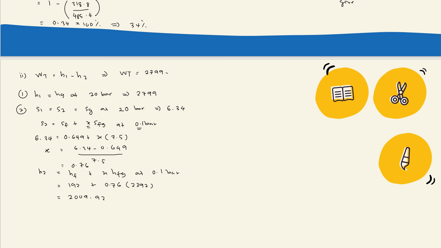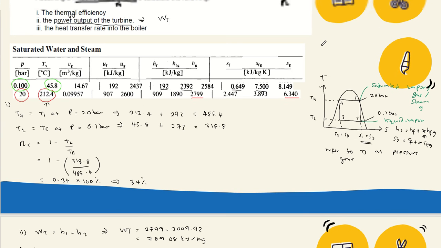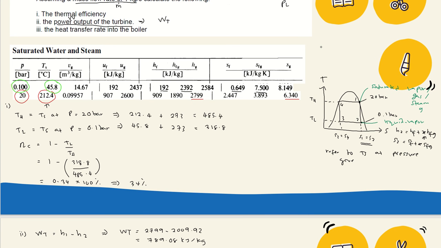2799 minus 2009.92. So the answer for turbine work, WT, is 789.08 kilojoule over kg. Why kilojoule over kg? Because H here, the unit for enthalpy, is kilojoule per kg.